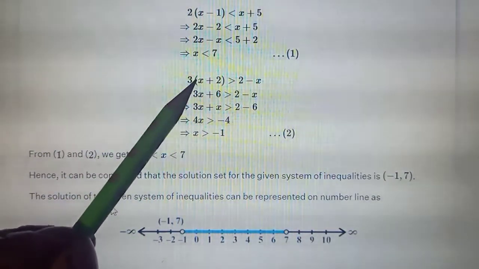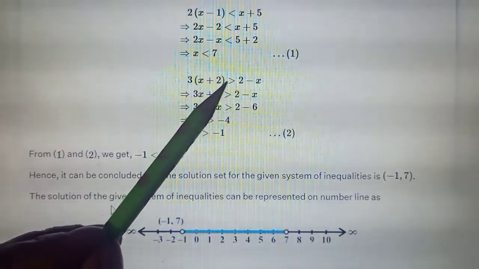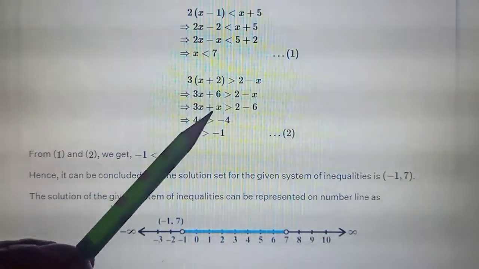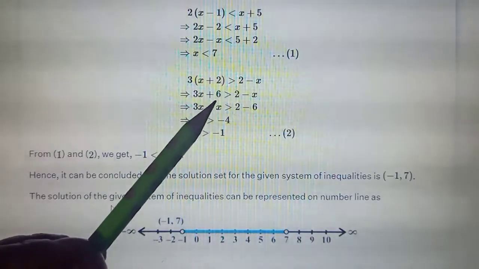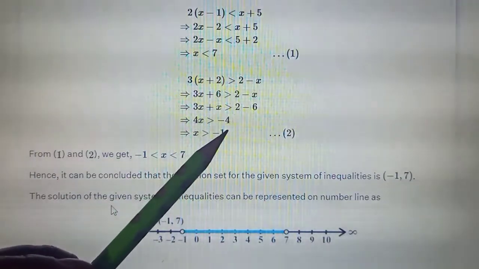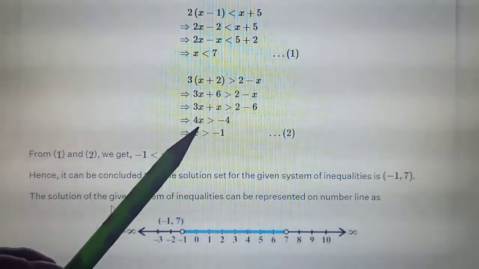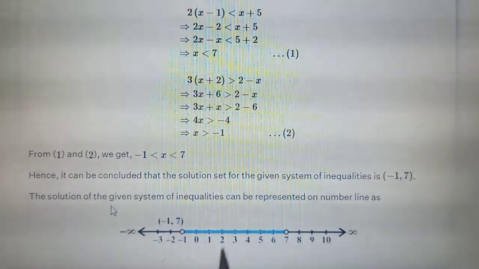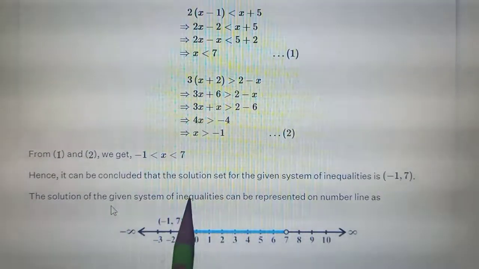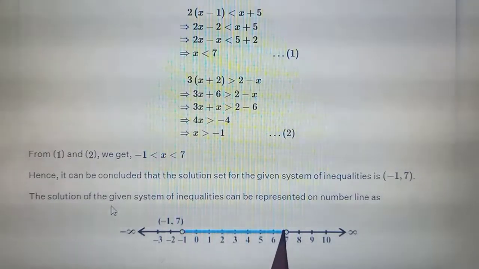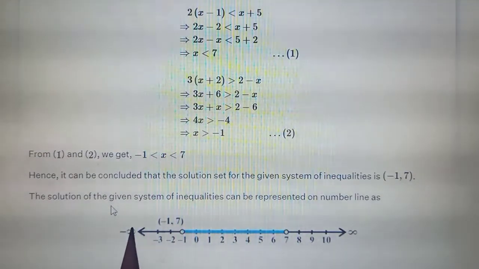One part. The other inequality was this: distributing 3x, 6 and x minus 2, then taking x here, that becomes 4x and 2 minus 6, which is minus 4. Dividing by 4, x is greater than minus 1. Okay, so just visualize. For the first one, x is smaller than 7, so we pick up 7 and this is my region.